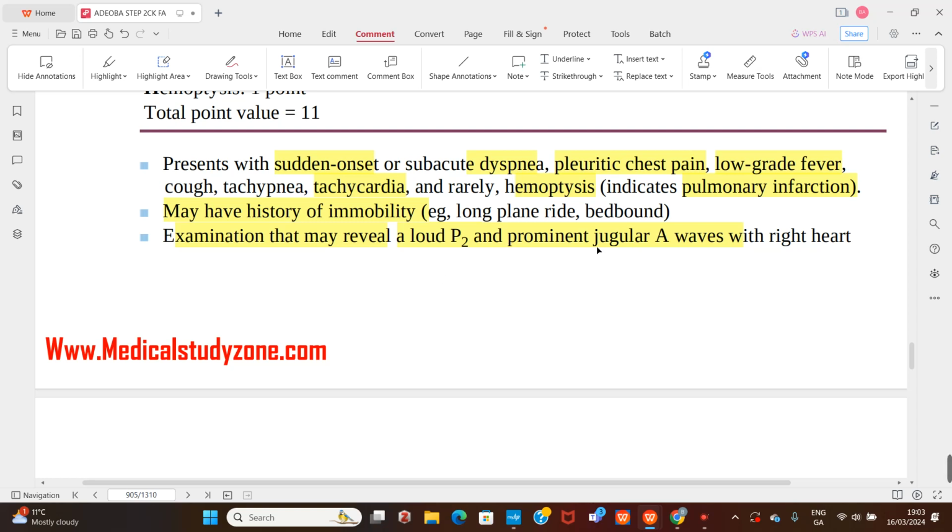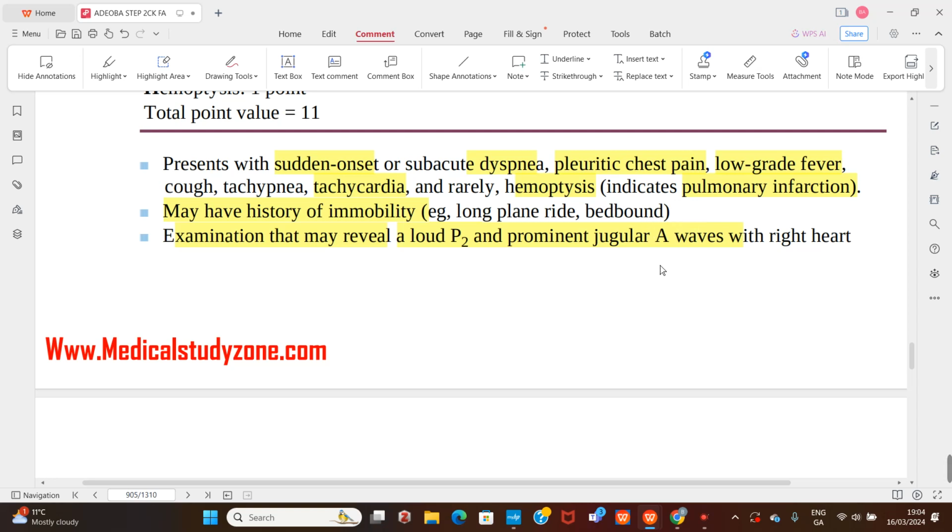And they are going to have prominent A waves. This means that the right atrium is combating a lot of trouble with the right ventricle. It's trying to exert more force to deliver its content into the right ventricle. So that's why the A wave, because the A wave is talking about atrial contraction.